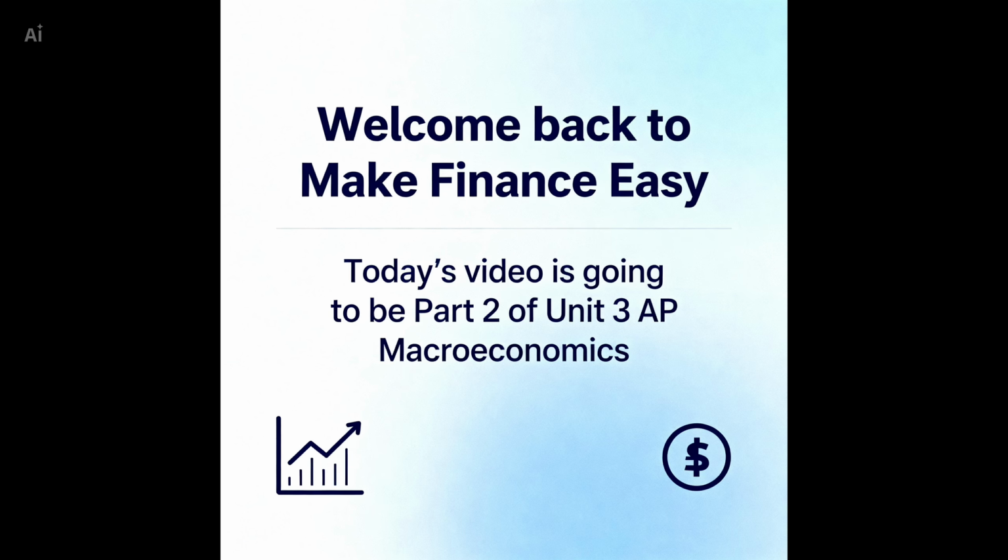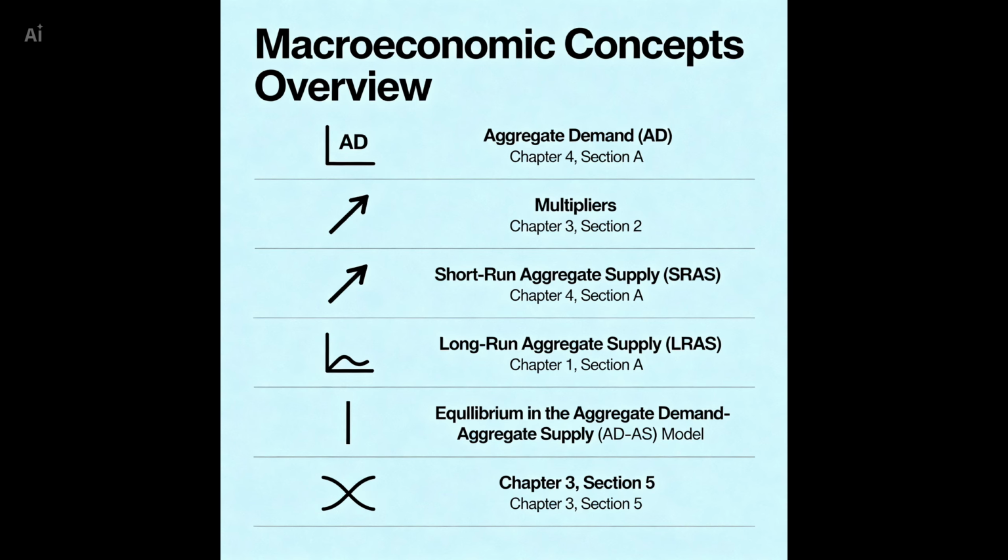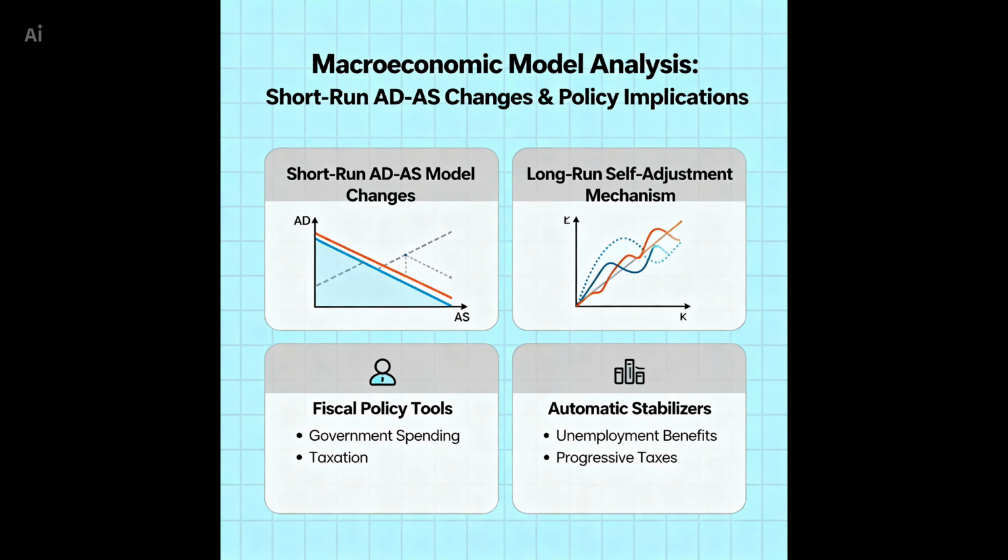Today's video is going to be on part 2 of Unit 3 of AP Macroeconomics. In our last video, we covered aggregate demand, multipliers, short-run aggregate supply or SRAS, long-run aggregate supply or LRAS, and equilibrium in the aggregate AD-AS model. In today's video, we're going to be covering changes in the AD-AS model in the short run, long run self-adjustment, what is a fiscal policy, and automatic stabilizers.